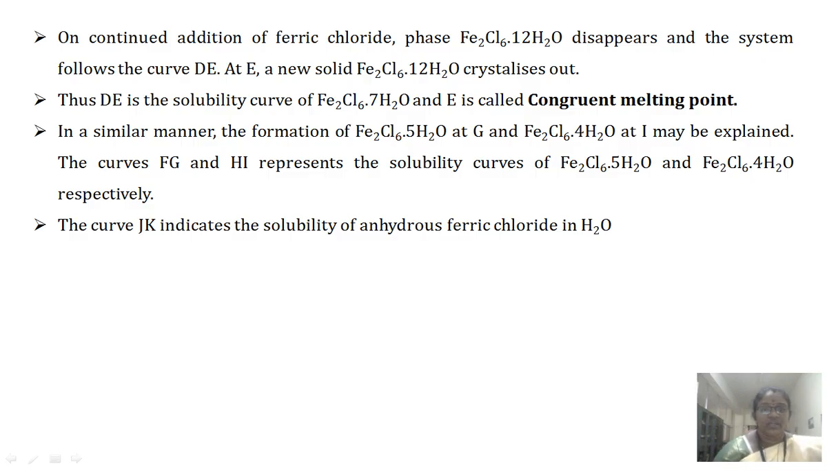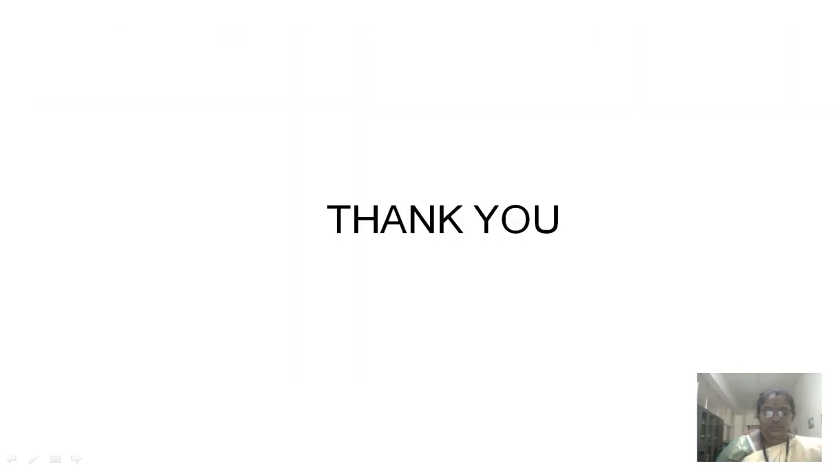In a similar manner, the formation of Fe2Cl6.5H2O at G and Fe2Cl6.4H2O at I may be explained. The curves FG and HI represent the solubility curves of ferric chloride pentahydrate and ferric chloride tetrahydrate. The curve JK indicates the solubility of anhydrous ferric chloride in H2O. Thank you.